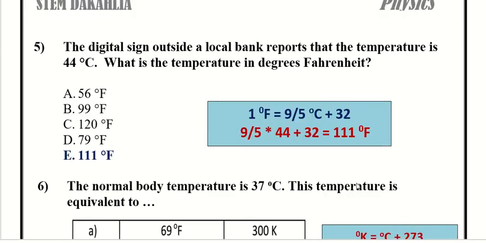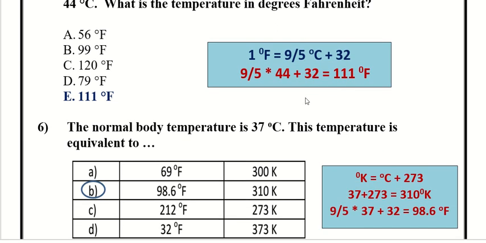Number 5. A digital sign outside the local bank reported that the temperature is 44 degrees Celsius. What is the temperature in Fahrenheit? Of course, that is the same as we mentioned before, and by putting the conversion factor we get the value equal to 111 degrees Fahrenheit.